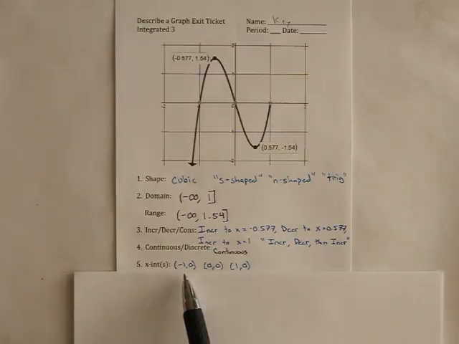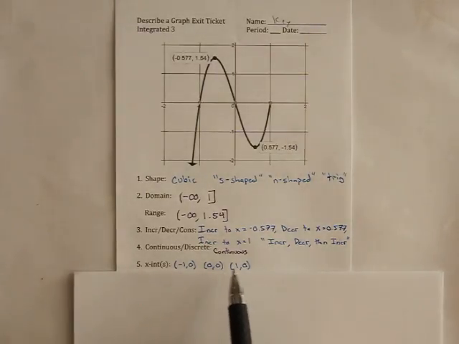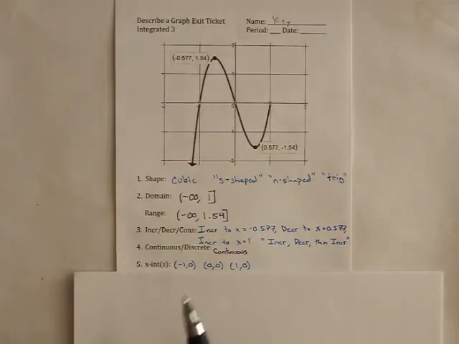And do note, I listed them as ordered pairs of points: (-1, 0), (0, 0), (1, 0). Our intercepts will always be points.